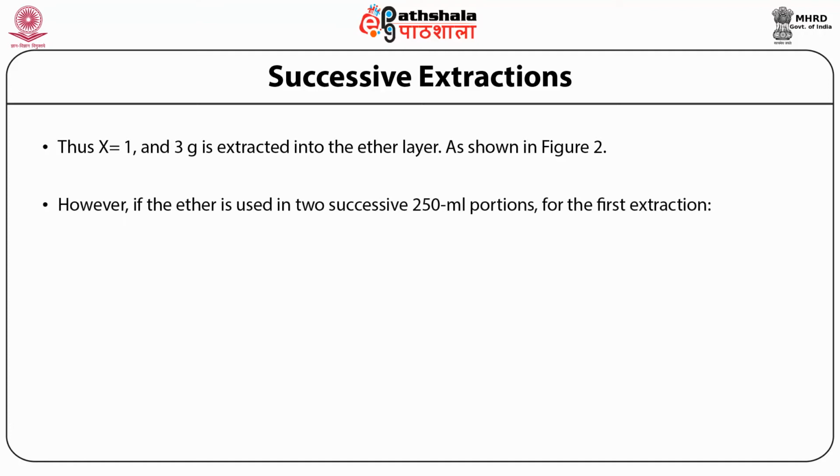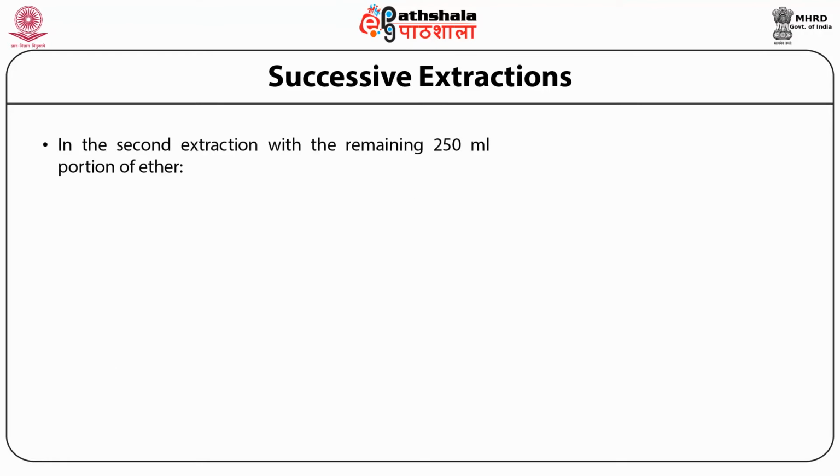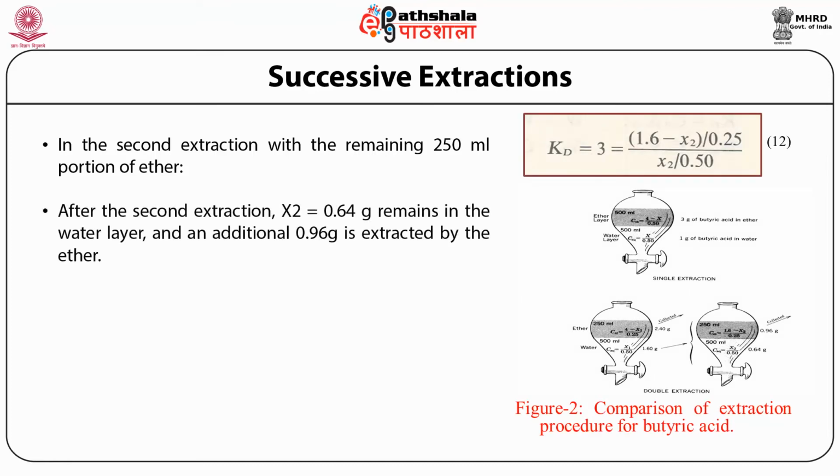However, if the ether is used in two successive 250 ml portions for the first extraction, then equation 11 applies. In this case, X is equal to 1.6 gram remains in the water layer and 2.40 gram is found in the ether layer, which is then removed. In the second extraction with the remaining 250 ml portion of ether, equation 12 applies. After the second extraction, X2 is equal to 0.64 gram remains in the water layer and an additional 0.96 gram is extracted by the ether.